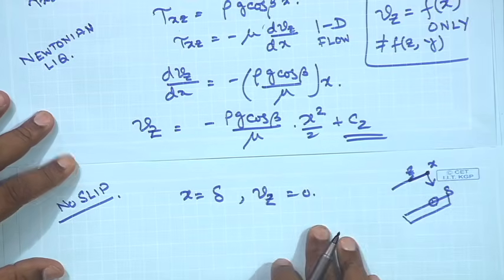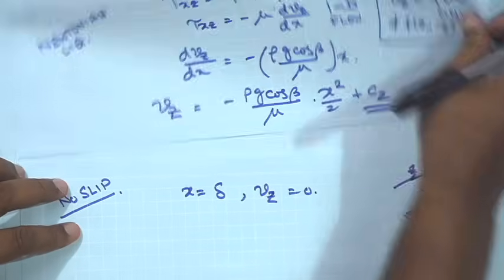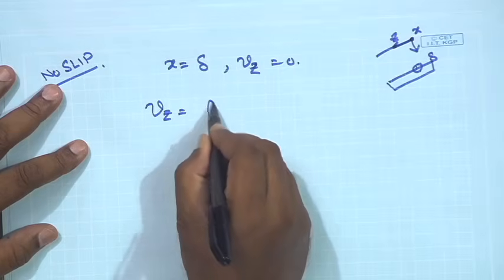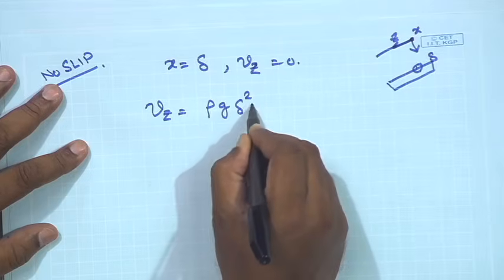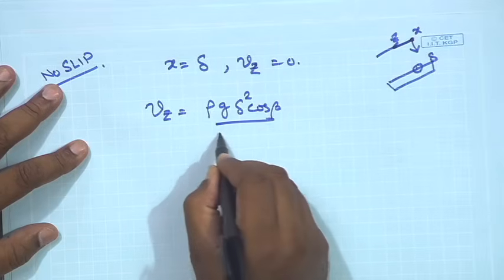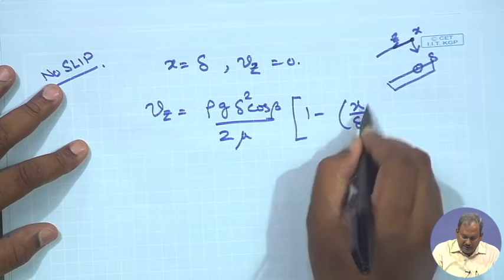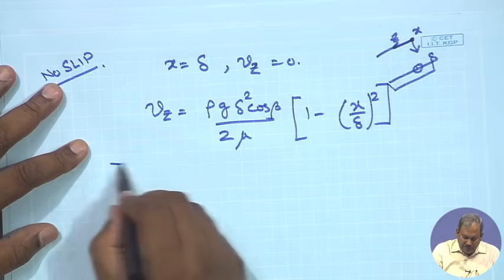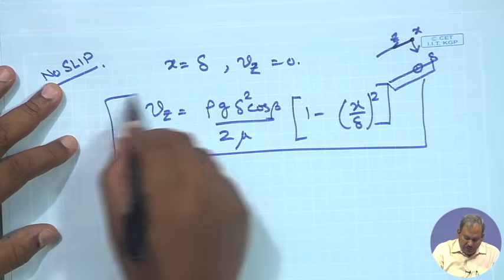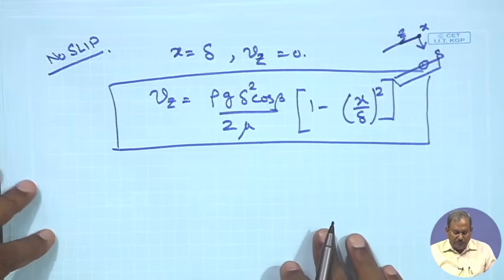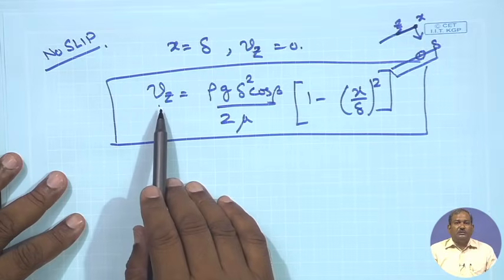So when you put that in here and solve for C2 and substitute it into this equation once again, what you get is Vz as rho g delta square cos beta by 2 mu times 1 minus x by delta whole square. Now I have what we set out to do from the very beginning. I have an expression for velocity, and this expression contains several parameters.